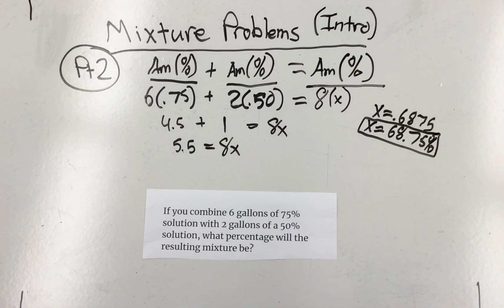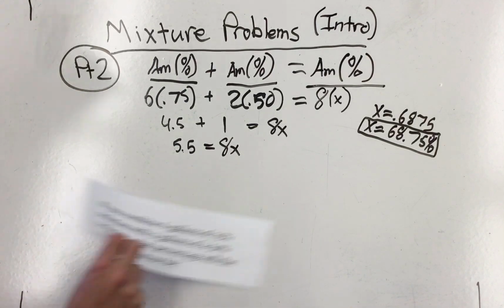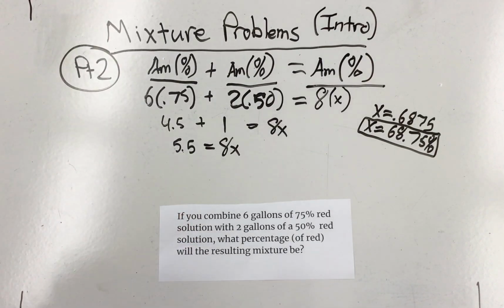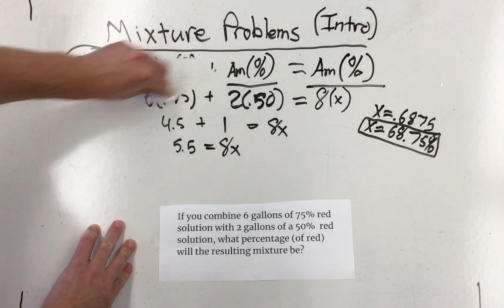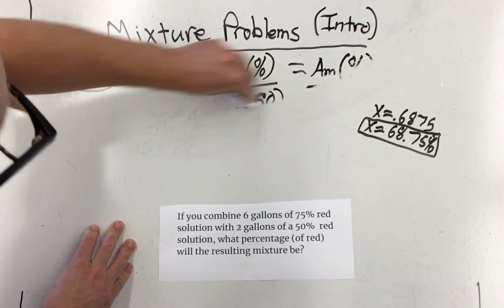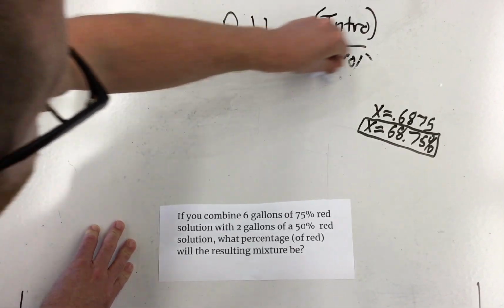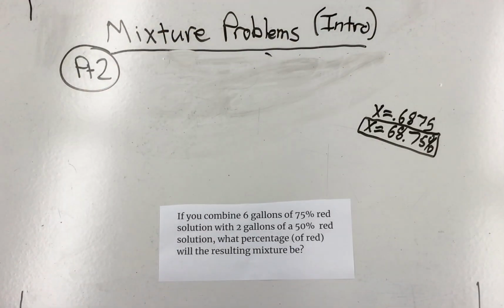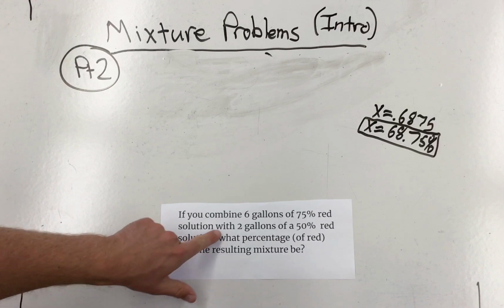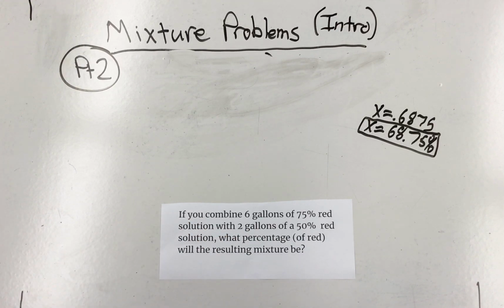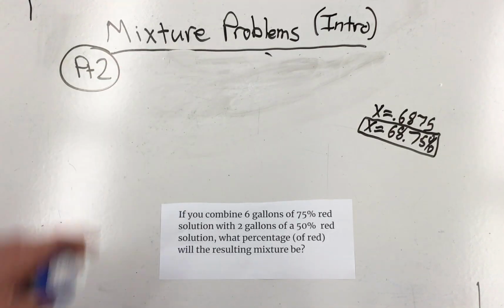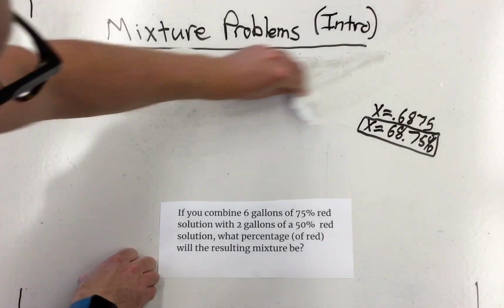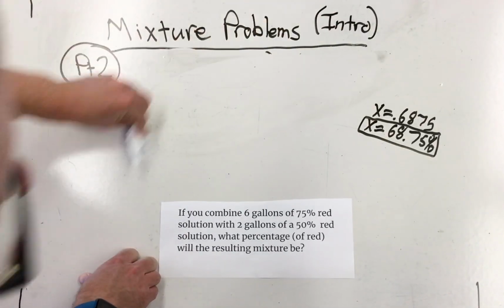Now, that's the raw math. Let's erase all the work now, and let's take a look at it with some visual aids. Let's use colors again. I'm going to use red. So let's say we have 6 gallons of a 75% red solution with 2 gallons of a 50% red solution. What percentage of red will the resulting mixture be? Now we crunched the numbers. It should be 68.75. Hopefully that's what we get when we do this visually. Let's find out. It's going to be fun.